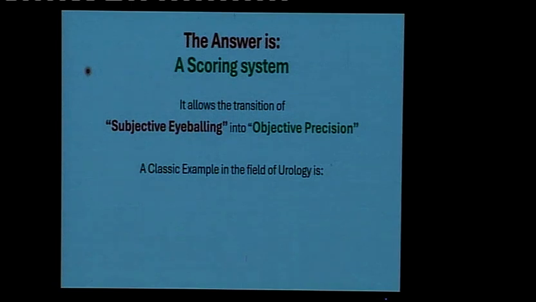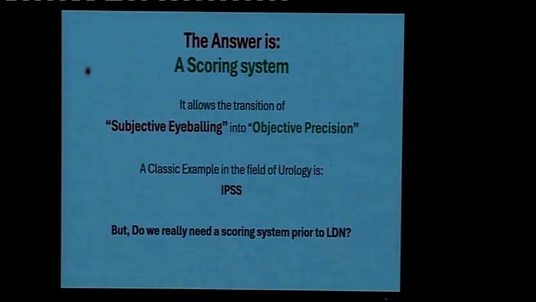A very commonly used and classic example of a scoring system in the field of urology is the IPSS, the International Prostate Symptom Score. It converted the symptomatology of the patients, the lower urinary tract symptoms, into a measurable, quantifiable score. And this score can be used even for assessment of the line of modality to be used for treatment of BPH.